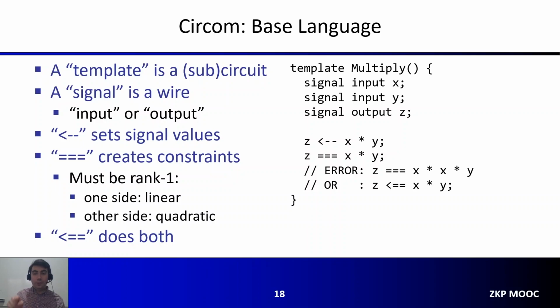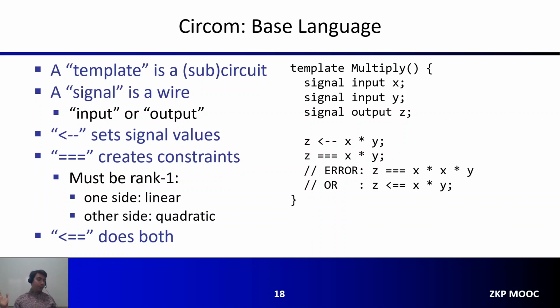So this looks visually like the combination of the signal assignment operation and the constraint creation operation, and it is actually just both those things. So this is shorthand for z gets x times y, and z is constrained to be equal to x times y. Okay, so great. We've just created our first Circom template.